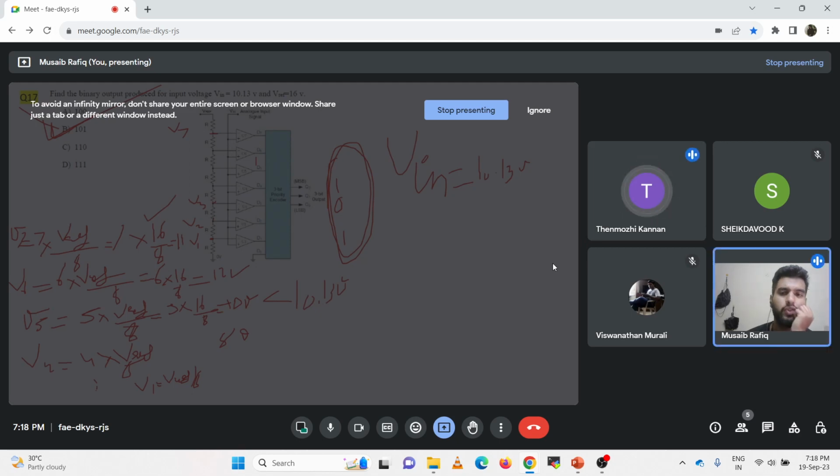So that is a notation. You can always use any notation. I have just taken V7 at the top just for matching those comparator terms. That's a notation, nothing to do with anything else, because that is an input to D7. That's why I wrote it V7.